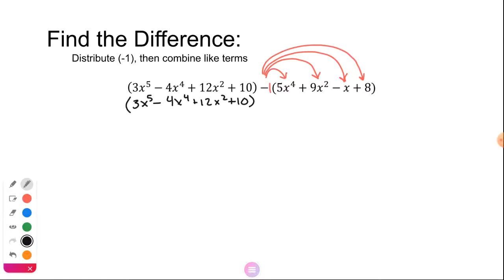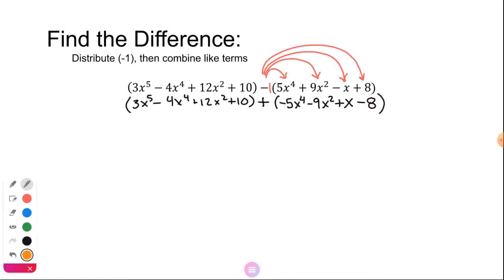We distributed our negative 1, so this is now an addition problem. And then we're just going to multiply. Negative 1 times 5x to the fourth is negative 5x to the fourth. Negative 1 times a positive 9x squared is a negative 9x squared. Negative 1 times negative x is a positive x. And then negative 1 times a positive 8 is a negative 8. And so now we have a brand new problem, but now with addition.